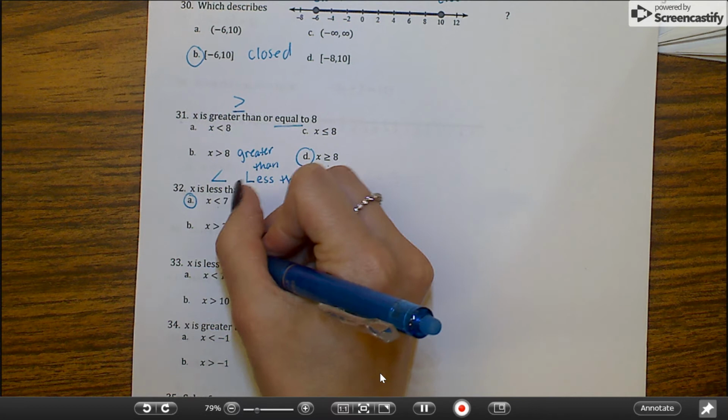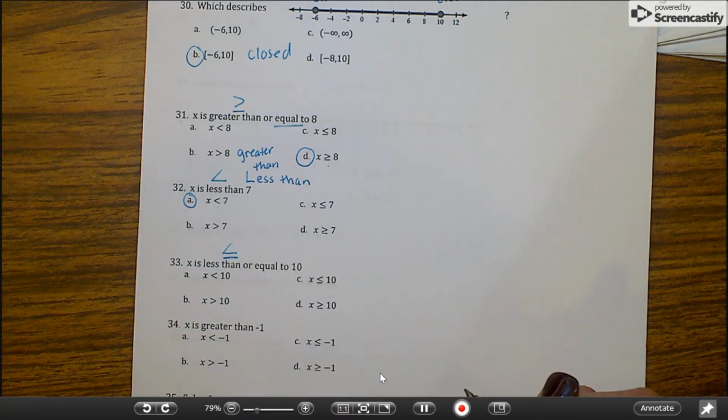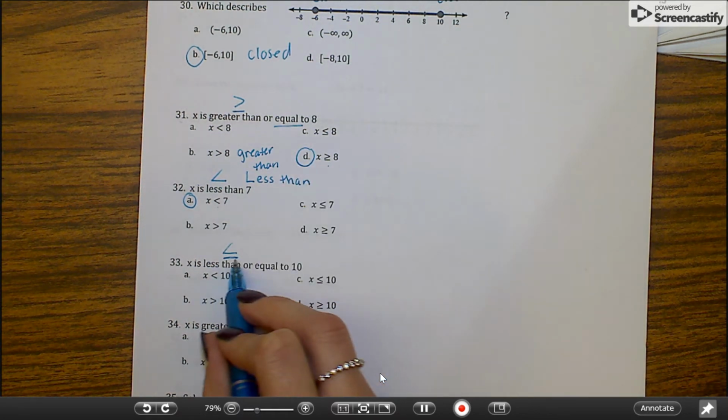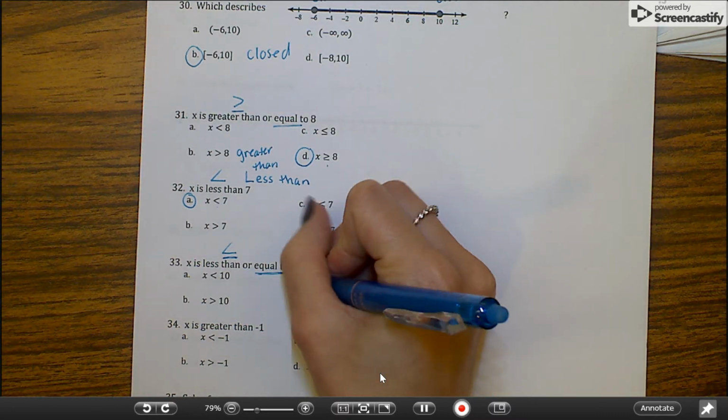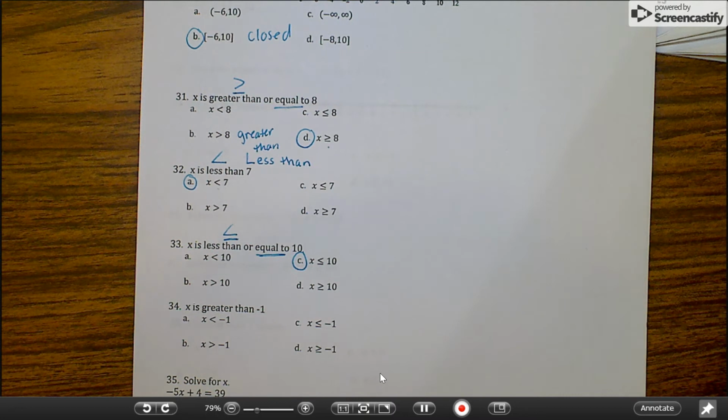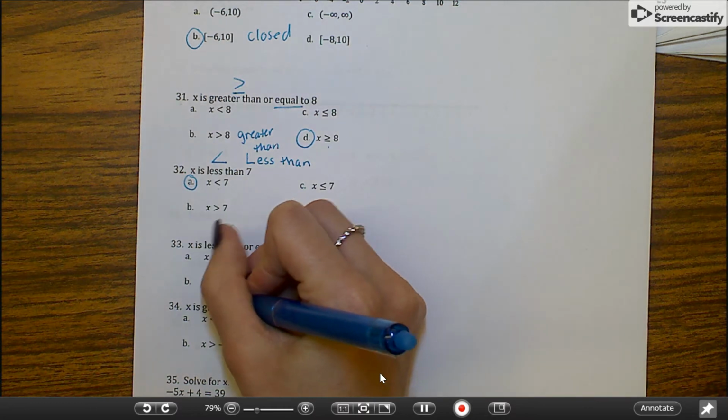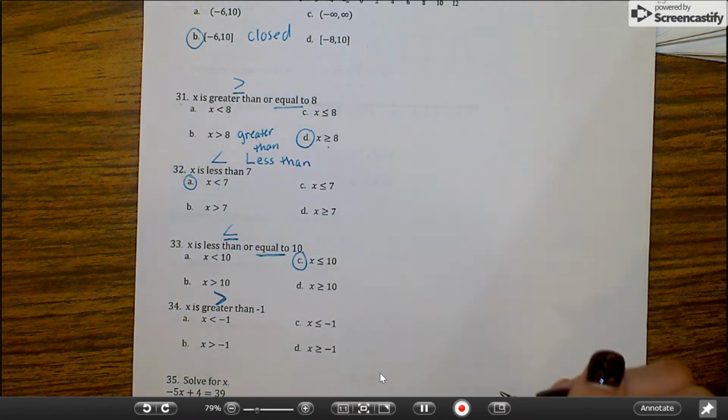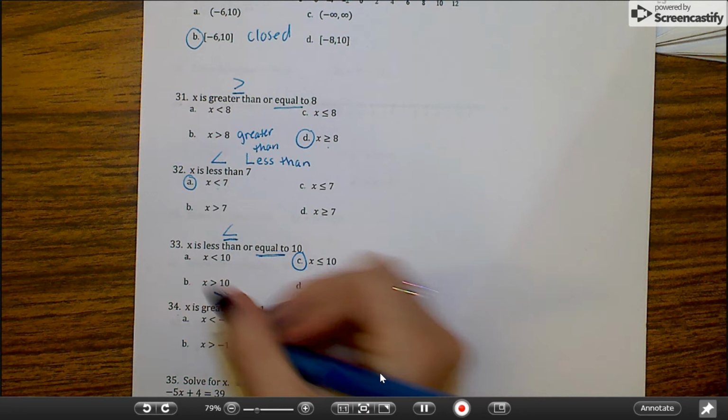Number 33, X is less than or equal to 10. This little line underneath means equal to. So the answer is C. 34, X is greater than -1. Greater than looks like this. So the answer is B.